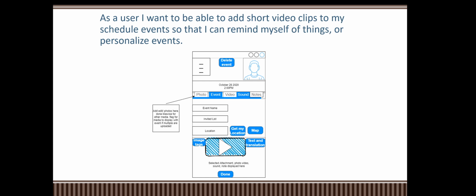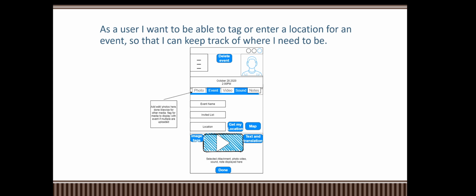As a user, I want to be able to enter a tag or location of events so I can keep track of where I need to be. So I'll have it where you can manually enter a location or maybe make use of Google's location APIs to get the map or a location pin.